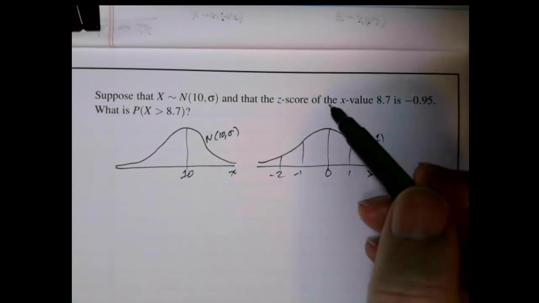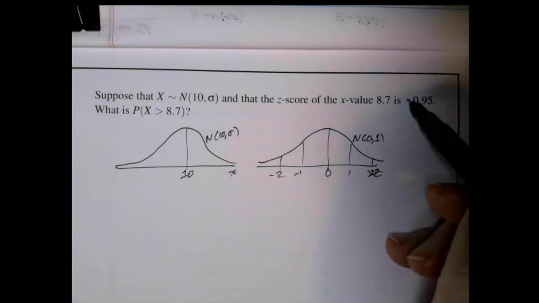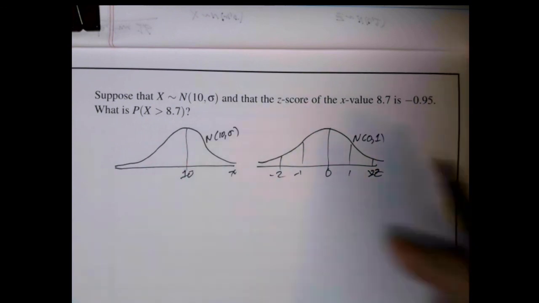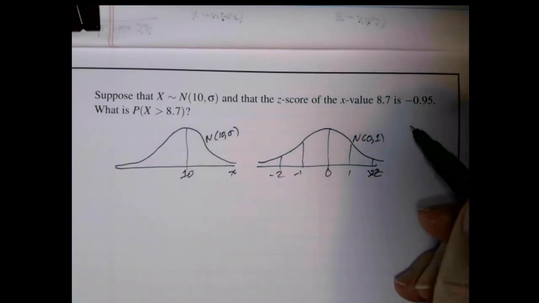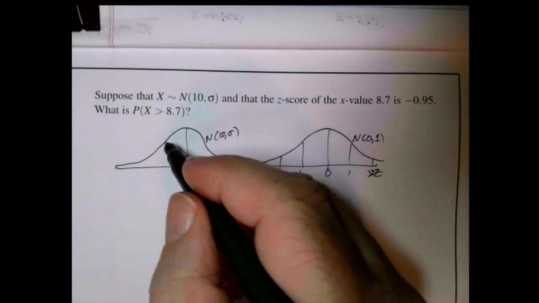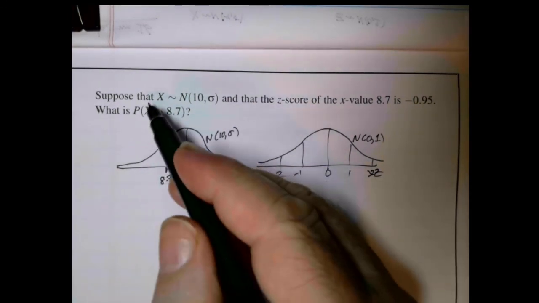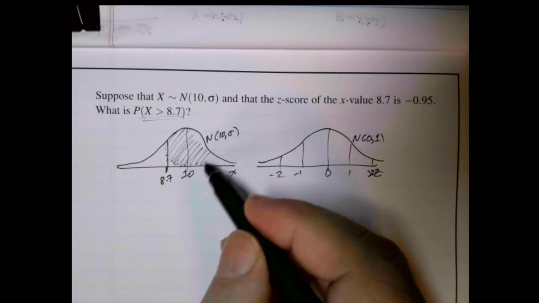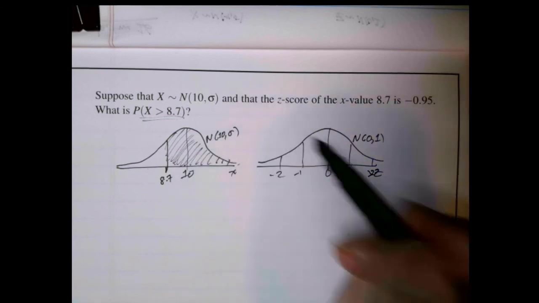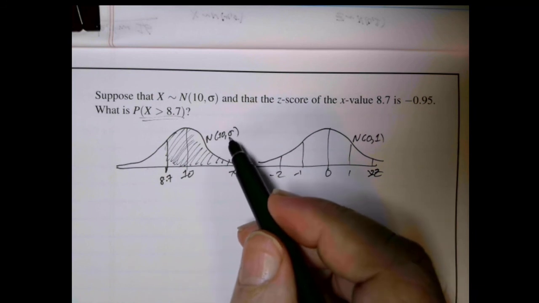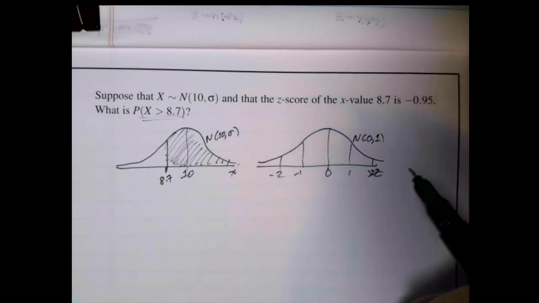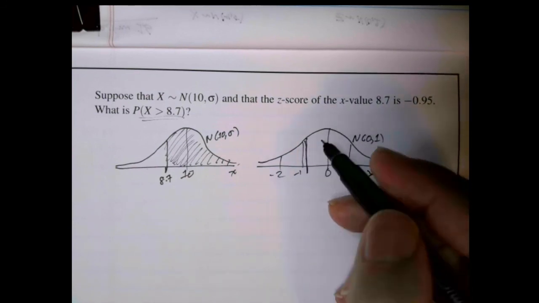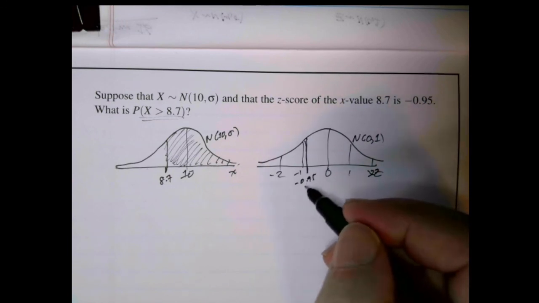And I know that I'm looking for the z-score of the x value 8, no, I'm given the z-score of the x value 8.7. 8.7 is going to be out here somewhere, to the left of 10 for sure. And what I want to know is what's the probability, I'm just going to put it somewhere, let's put it there, 8.7. What I'm asked for is the probability that x is greater than 8.7. So I'm looking for this area here to the right of 8.7 underneath this normal curve. If I knew sigma, I could compute that with normal CDF, but I don't. However, I do know that the z-score of 8.7 is -0.95, which should be right about there, and almost -1.